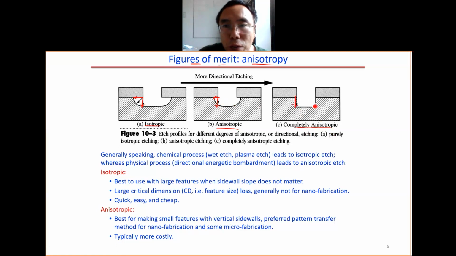We have only vertical etching. Normally this is what we want. We want vertical etching. This way we can maintain the size of the opening. So this isotropic is similar to conformal.